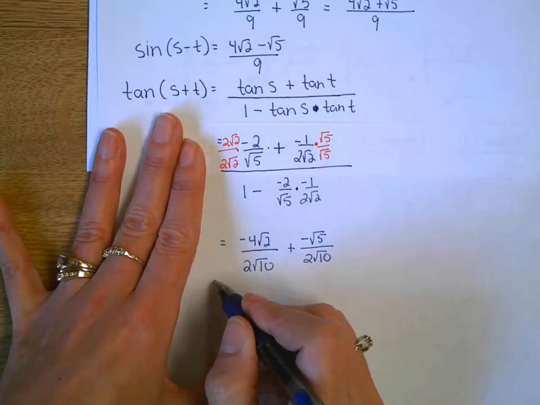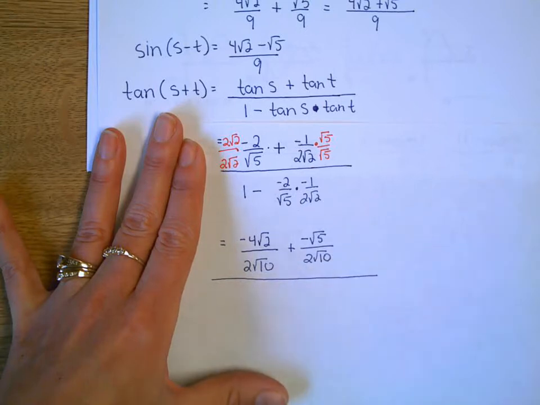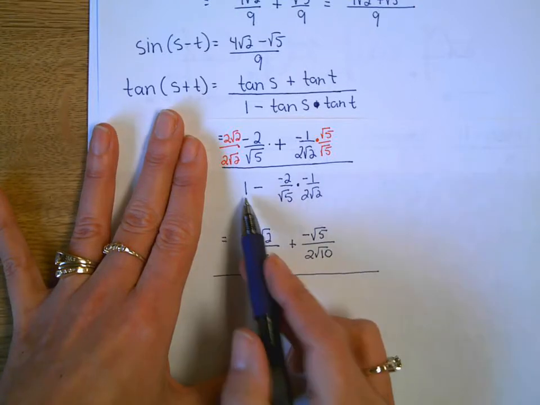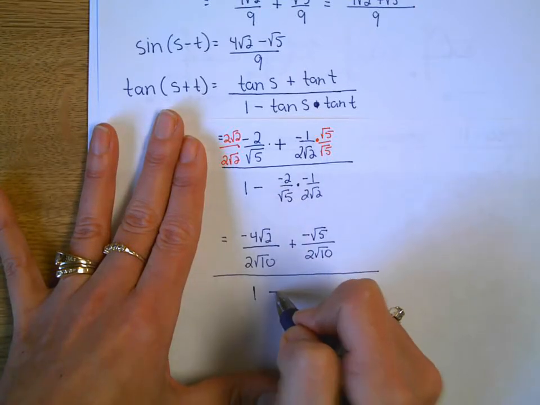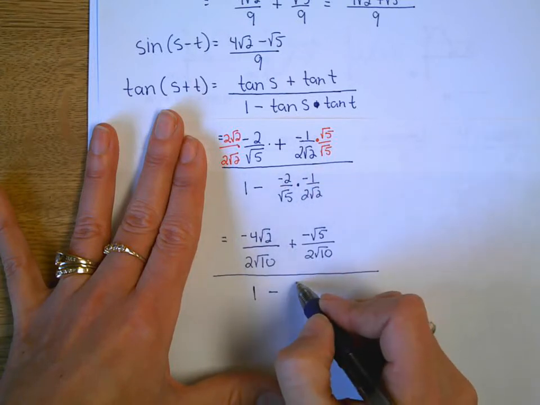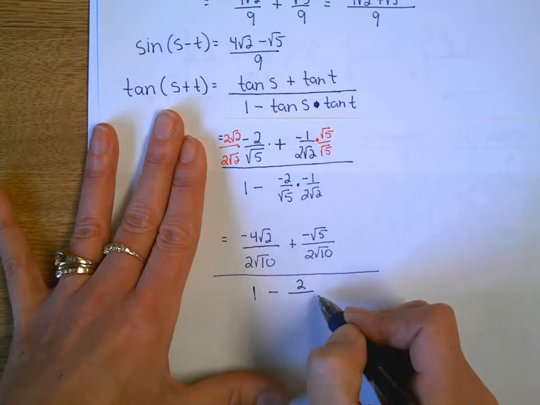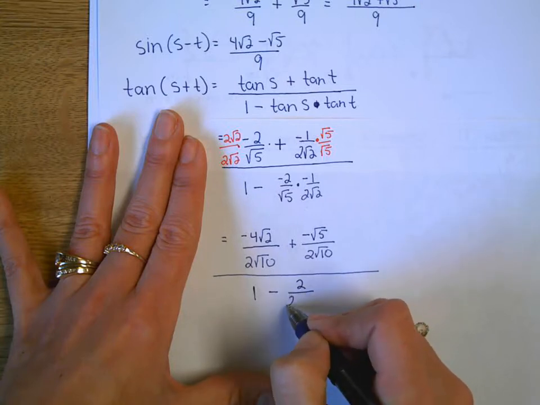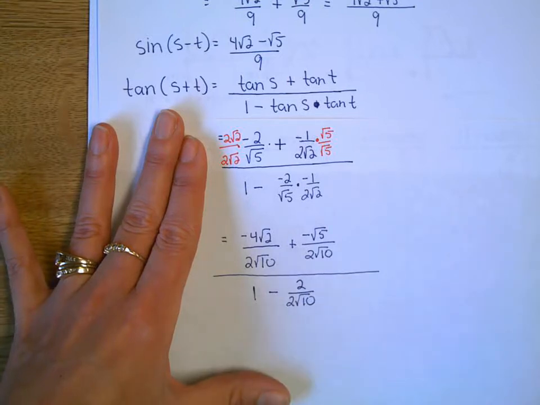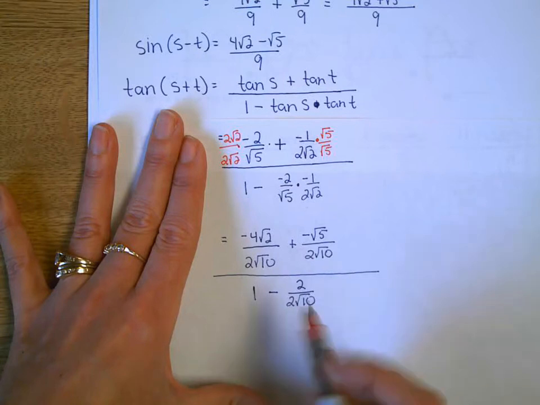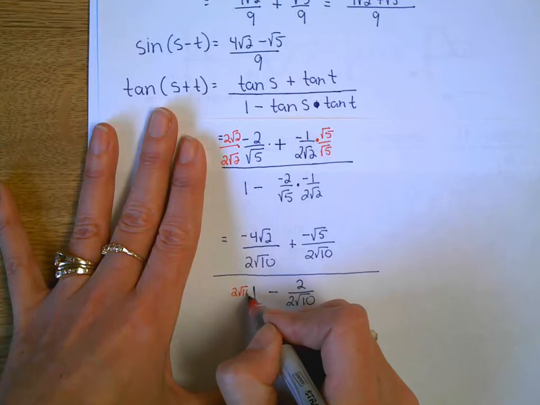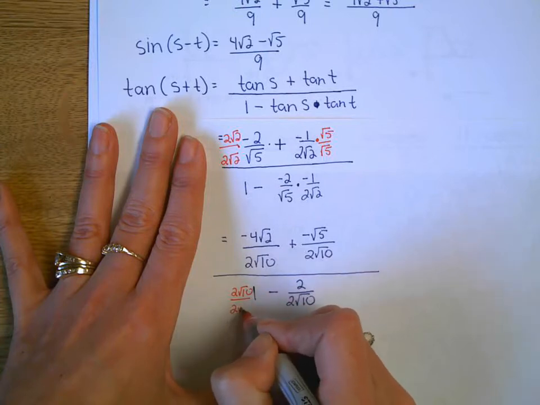Then that's all going to be over, in the bottom here, I've got a 1 minus. I'm going to multiply first. What am I going to have? 2 over 2 square root of 10. So I'd like to get a common denominator down here. What can I turn this 1 into? 2 times square root of 10. Yep, 2 square root of 10 over 2 square root of 10.